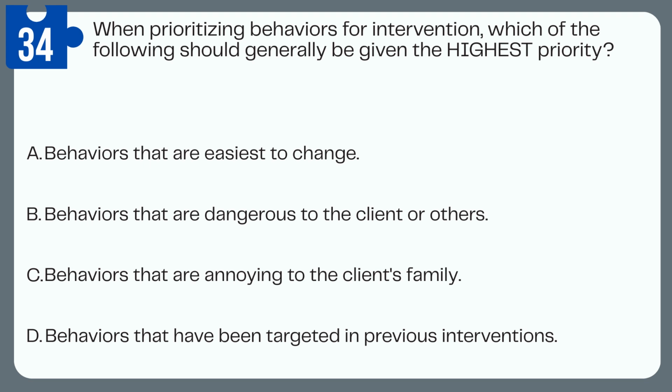Question 34. When prioritizing behaviors for intervention, which of the following should generally be given the highest priority? A. Behaviors that are easiest to change. B. Behaviors that are dangerous to the client or others. C. Behaviors that are annoying to the client's family. D. The behaviors that have been targeted in previous interventions.